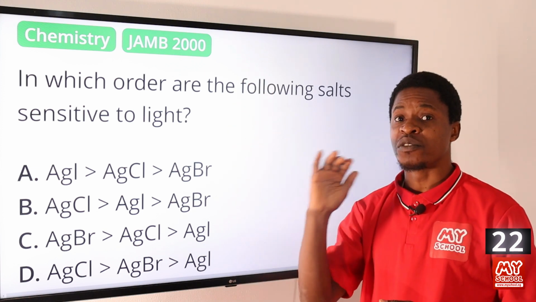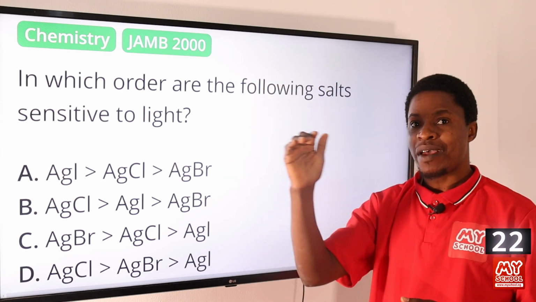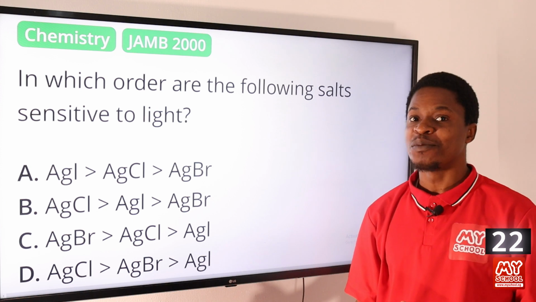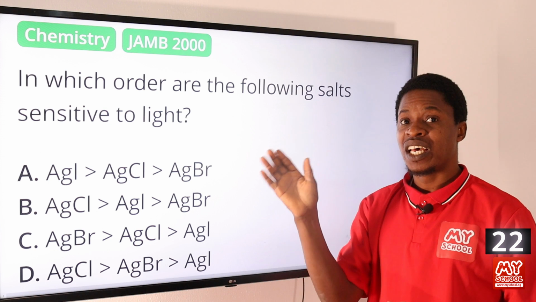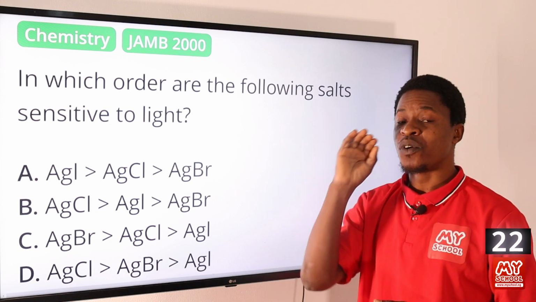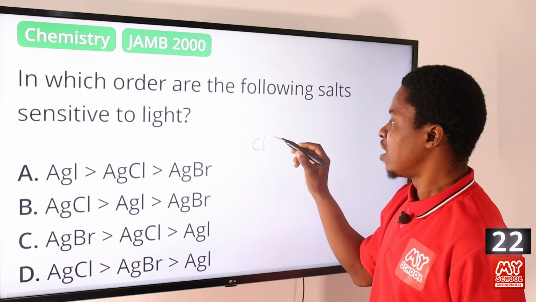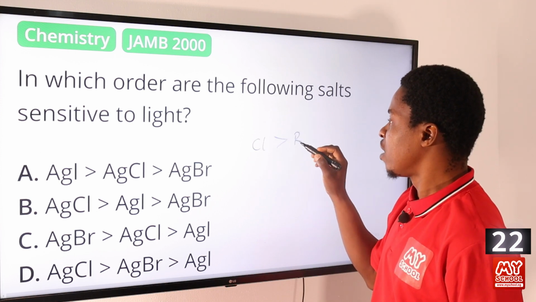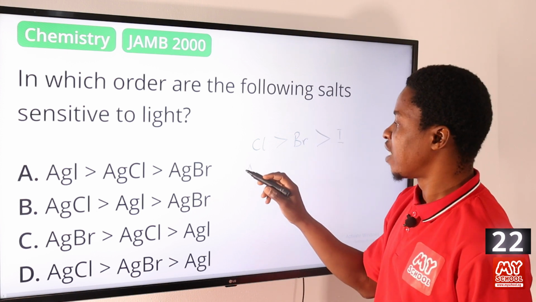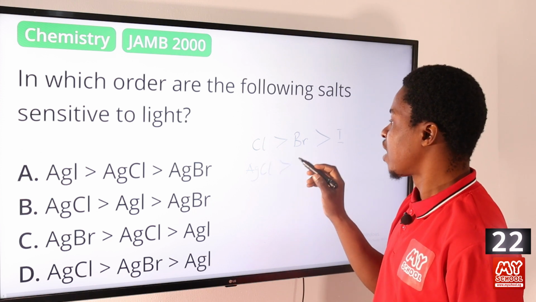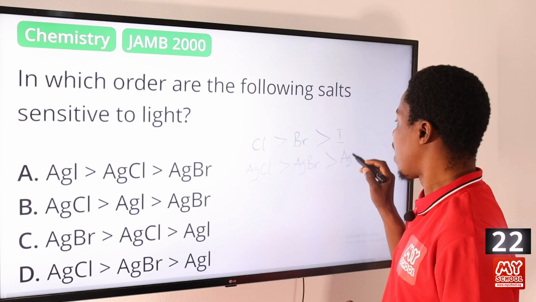That is what it is going to be. First, we have fluorine, chlorine, bromine, iodine, for the group 7 elements. But we don't have fluorine here. The reaction is from chlorine, bromine, and iodine. So in order of reactivity, chlorine is more reactive than bromine, and bromine is more reactive than iodine. So also we can say silver chloride is greater than silver bromide and greater than silver iodide.